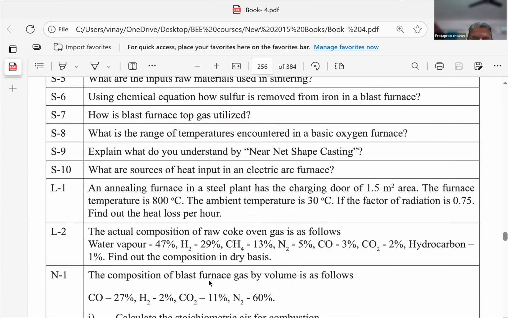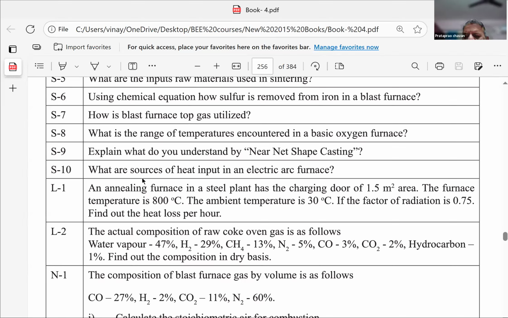Then L1, L2, all these lengthy or the big numericals. These L1 and L2 may be 5-mark questions. These are 1-mark questions. And N1 is a 20-mark problem. So in L1, which is a small calculation, hardly 1 or 2 steps of calculation: the annealing furnace in a steel plant has the charging door of so much. Don't get confused by this description of the furnace. Annealing furnace, reheating furnace, melting furnace, whatever.